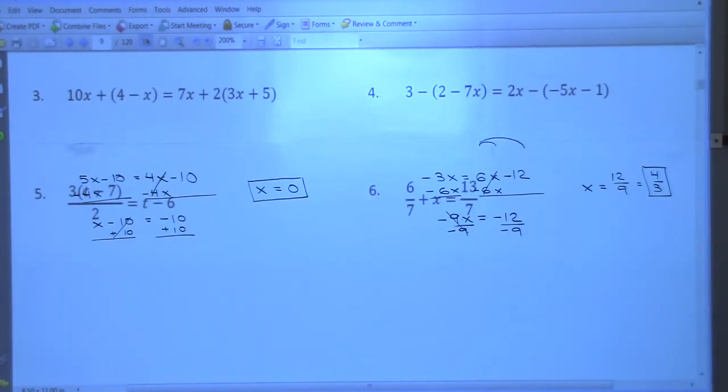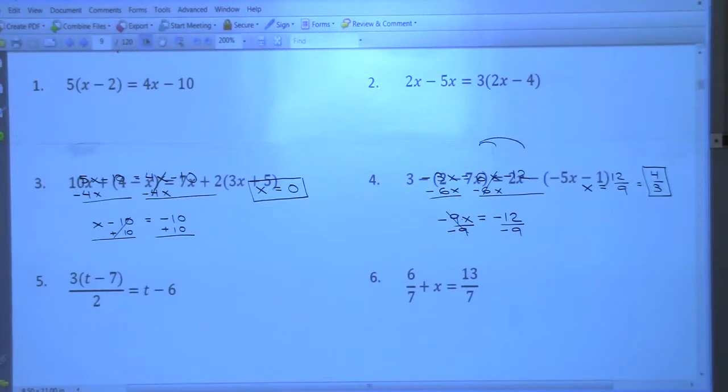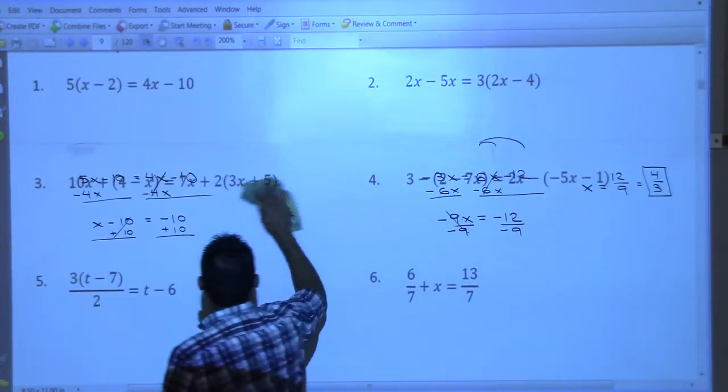How about you try to see if you can't work out number 3? Give you a few minutes.